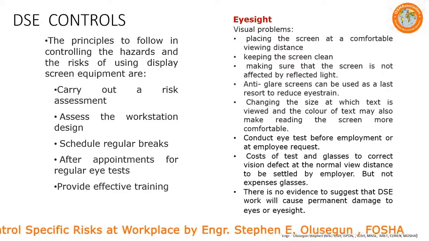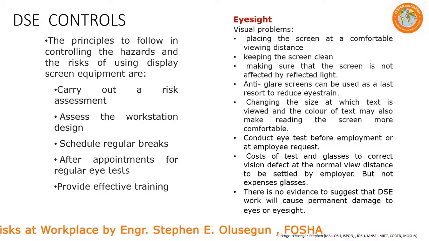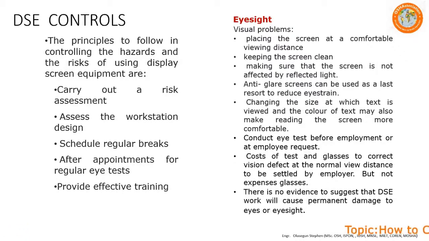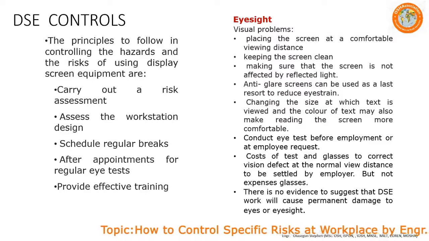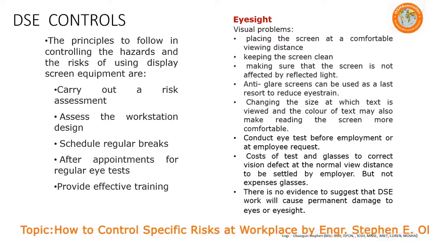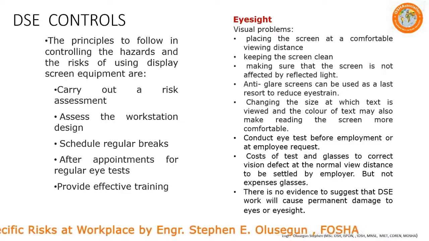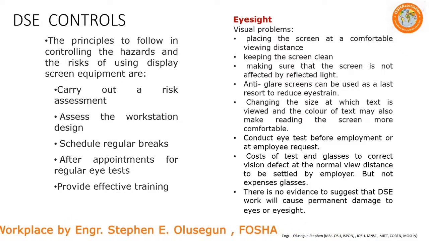they cover eyesight, visual problems, placing the screen at a comfortable viewing distance, and keeping the screen clean. Some people will not clean their screen for days, even years. Make sure the screen is not affected by reflected light. An anti-glare screen is also necessary. You should be able to dim the light on your screen. If it's not dimmable, that computer is not good enough for use. You should be able to change the size of the text, so you are not straining your eyes to see what you are reading.